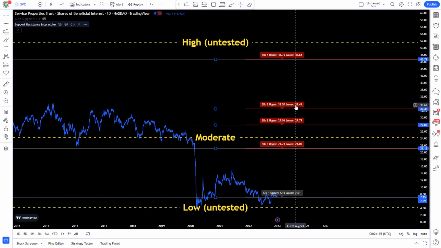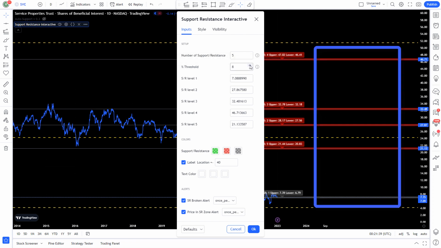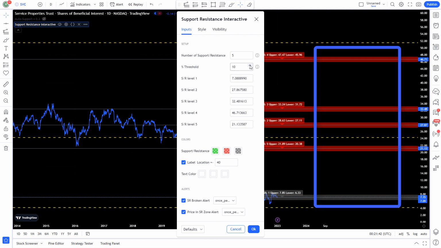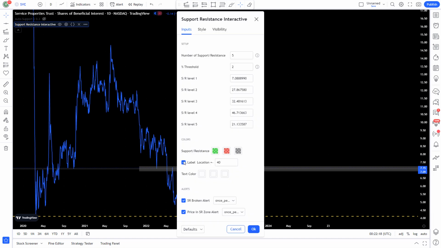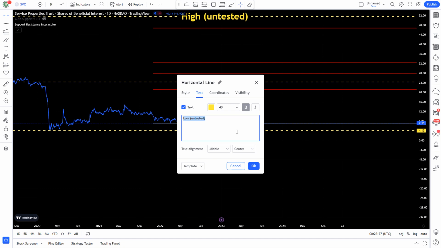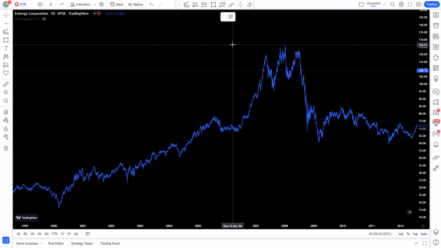In reality, support and resistance is more of a tight zone than a line in the sand. The nice thing about this indicator is you can go into the settings and change the percentage threshold to make the area as wide or as narrow as you want. In my experience, I found 2% to be a good compromise. Last thing is I removed the text, and now we have all of our custom levels marked on a very clean chart. So far we've used line charts which only show the close.